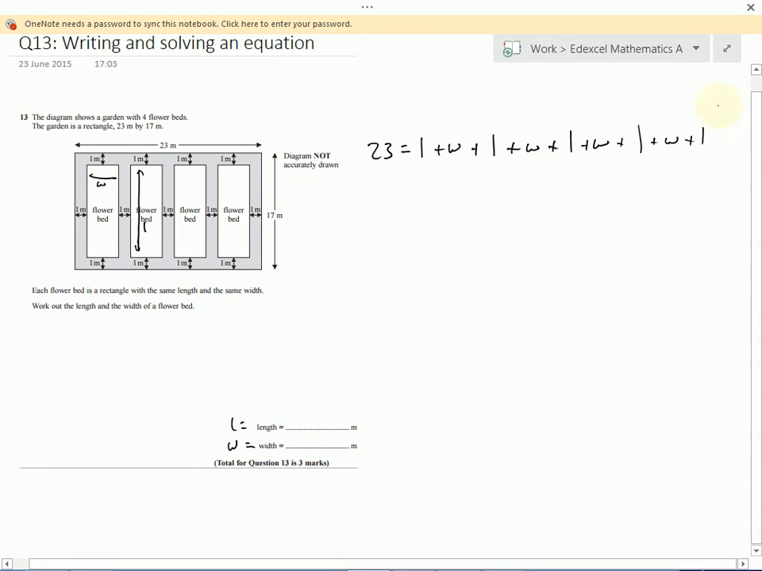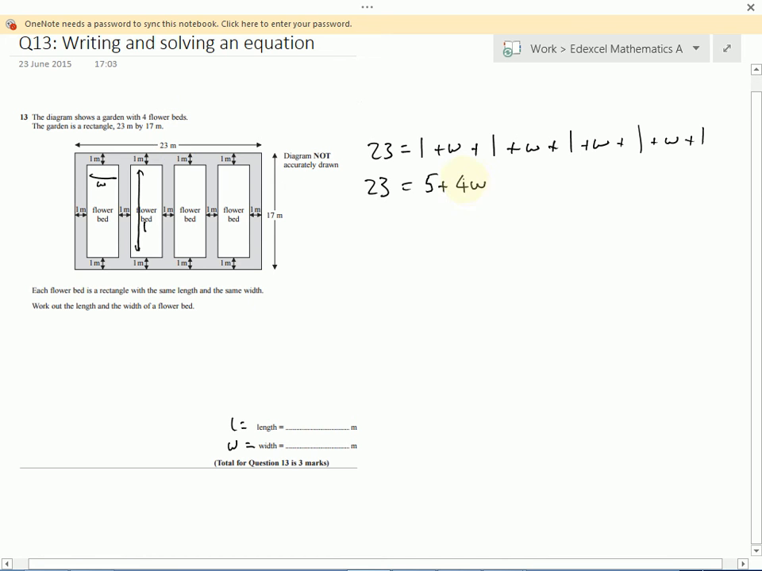If we add all of these together, we get 23. We want a nice easy equation to solve, and this is a bit messy at the moment, so let's collect up all of the numbers. We've got 1 plus 1 plus 1 plus 1 plus 1, that's 5 lots of 1, so 5 times 1 is 5. And we've got 1, 2, 3, 4 W's, so 4 widths of our flower beds. So 5 plus 4W equals 23, which is the total width of our garden.